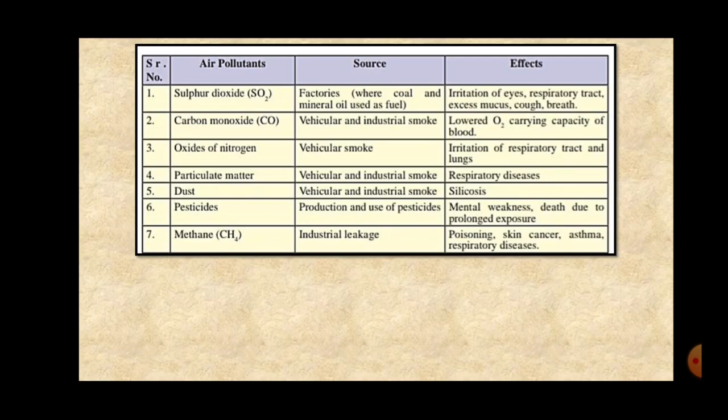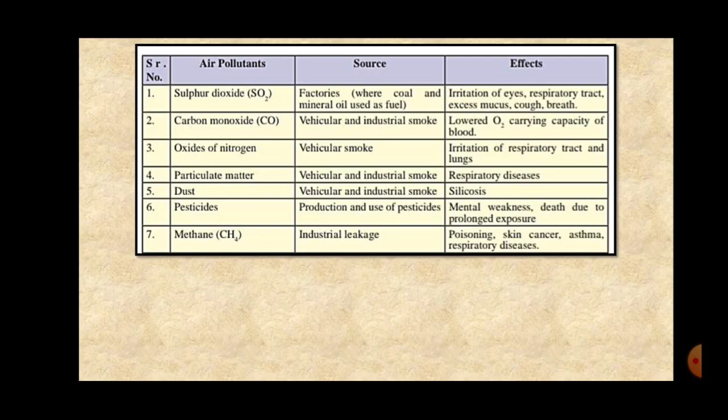Then pesticides, which are used to kill pests in the farms, in the agricultural land, on the crops. These pesticides are sprayed, and they directly pollute the air, and at the same time they enter the food chain also, because they are absorbed by the plants, and when we consume the plant products, these pollutants enter inside our body. They lead to mental weakness, and death due to prolonged exposure to the pesticides.